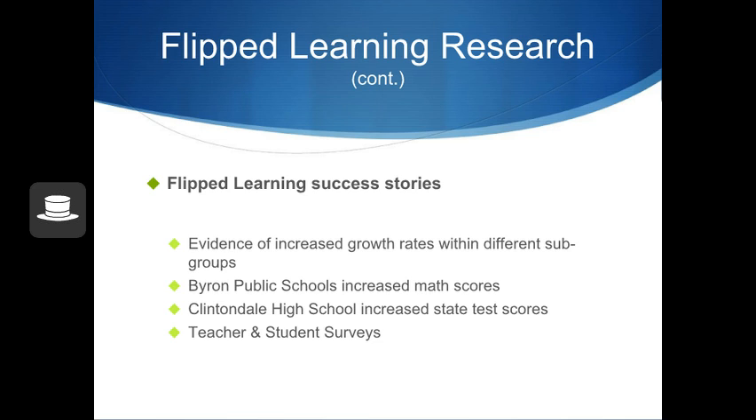There were also two high schools, Byron Public Schools in Minnesota, that increased their math scores considerably and later became a Blue Ribbon school as a result. And there's also Clintondale High School in Detroit, Michigan, that increased their state test scores. Both of these schools switched over to a flipped learning environment, it's expected of most of the teachers to go through with the flipped learning environment, and they have been very successful.